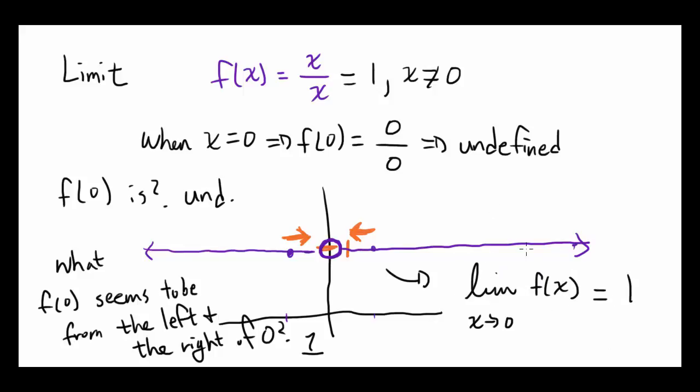And all this is saying is as we are getting closer and closer to 0 from the left and the right, the value f of x is going to take when x is 0 seems to be, it feels like it's going to be a 1.